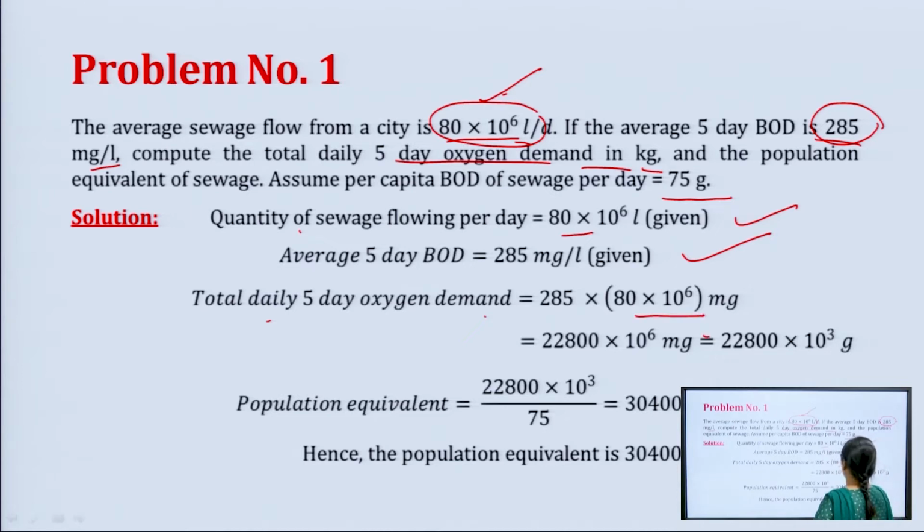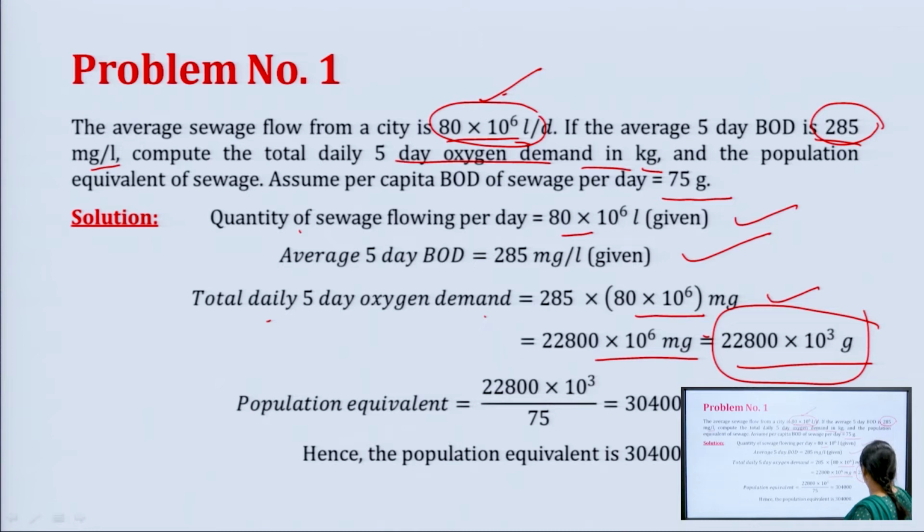the quantity. So, 285 into 80 into 10 to the power 6 milligram per liter, you work out this milligram, which gives 22800 into 10 to the power 3 grams. And what is going to be the population equivalent? This much of oxygen demand is given. So, what is the population you expect from this type of oxygen demand?